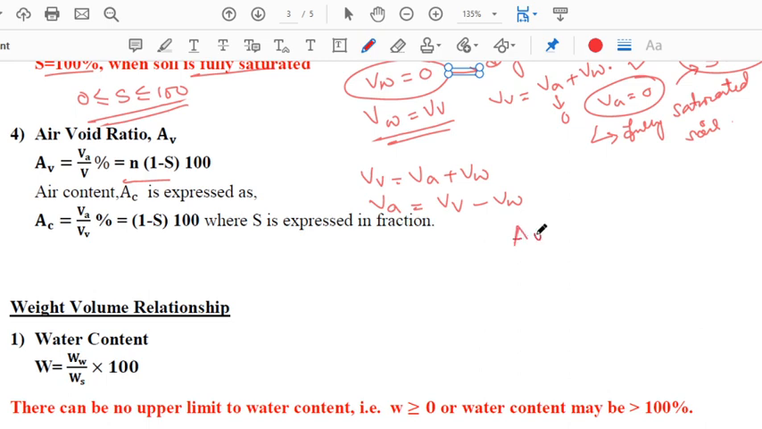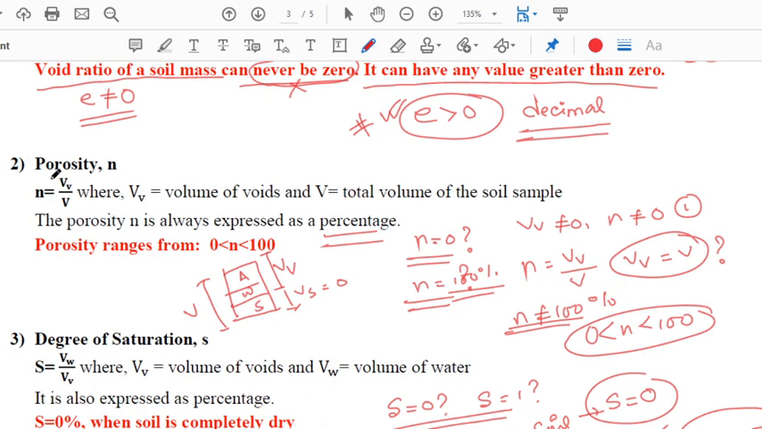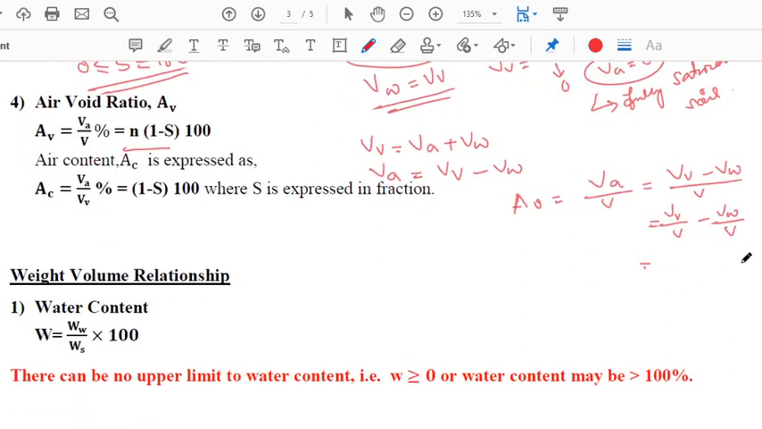So air void ratio, which is given as volume of air by total volume, can be written as volume of void minus volume of water by total volume. Now, volume of voids by total volume minus volume of water by total volume. We separate this equation. What we know is volume of voids by total volume is what? It is porosity, right? So we represent porosity in terms of n.